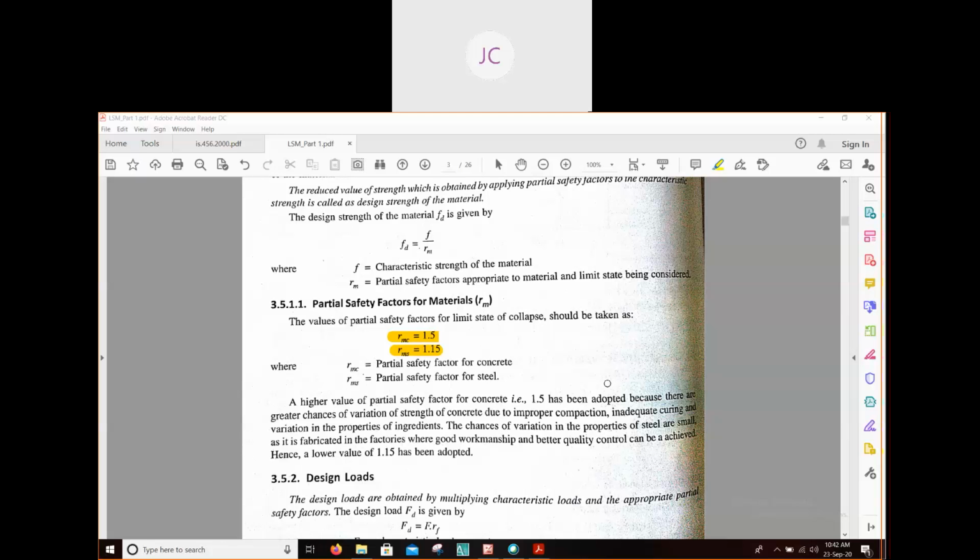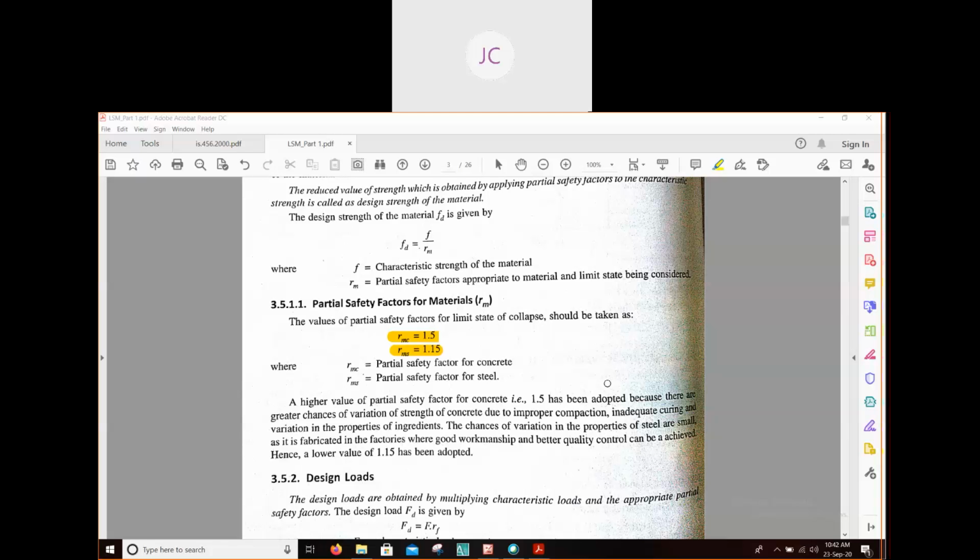Since we are making steel in industry, using mechanical machines to manufacture the steel, the quality of steel is much better than the quality of our concrete. Since we are making concrete manually, the chances of defect are much higher than in steel. That's why we assume a higher safety factor for concrete, because the chances of error are more in concrete.